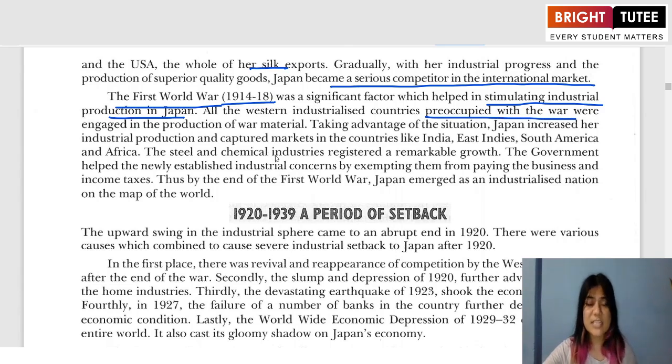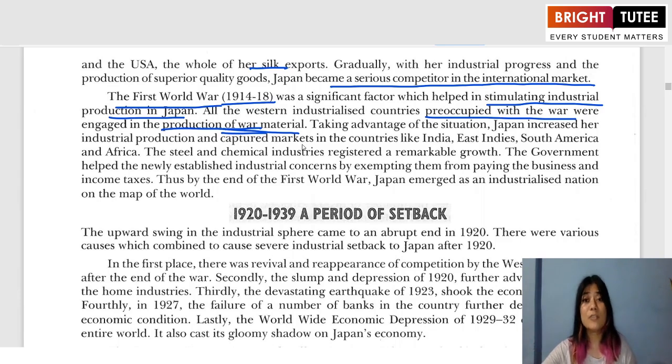So this gave Japan the advantage to engage in the production of war material. All the countries in the West who were busy fighting in the war were producing only those materials that were required for fighting, for example, guns, and the equipment and tools used by the armies, etc.